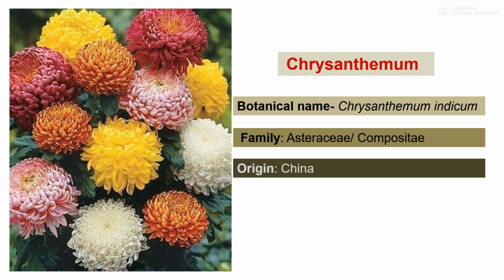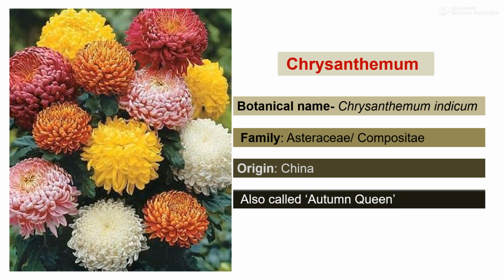The origin of chrysanthemum is China. It was first cultivated in China over 6 centuries ago. This type of daisy was initially grown as a herb associated with the power of life, and after that it spread throughout the world. It is also known as autumn queen or winter queen.